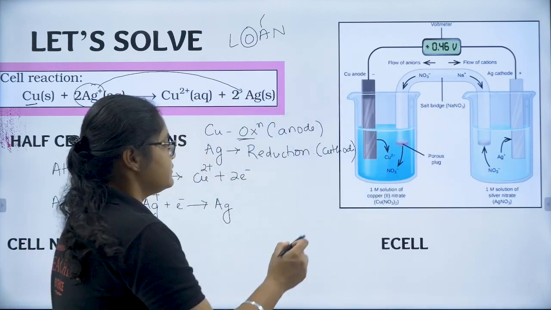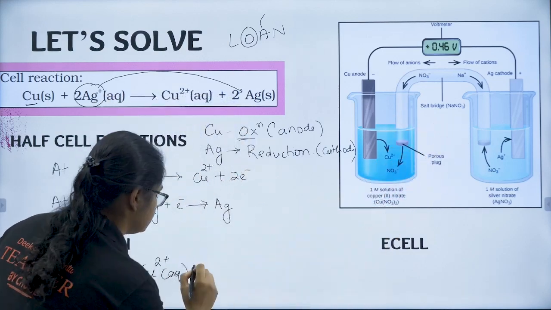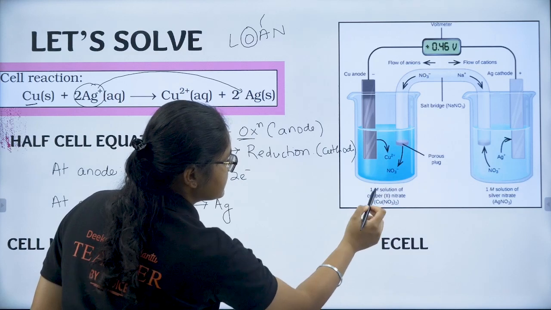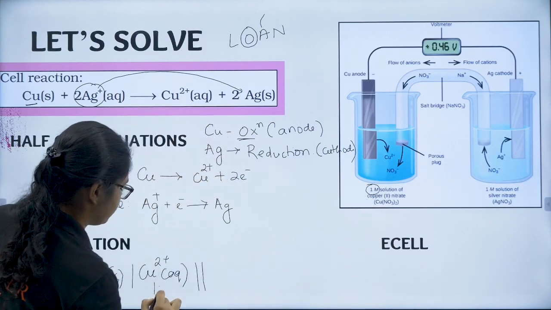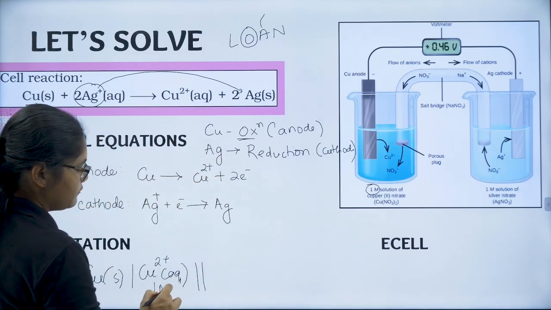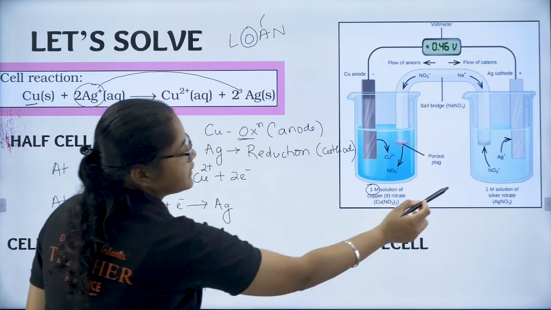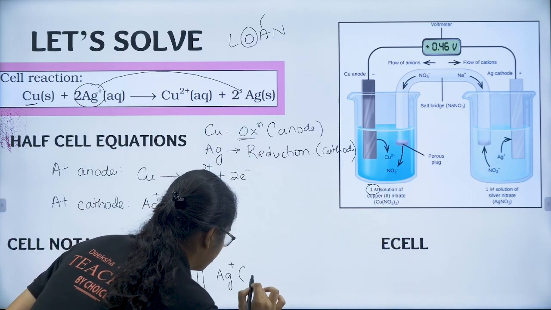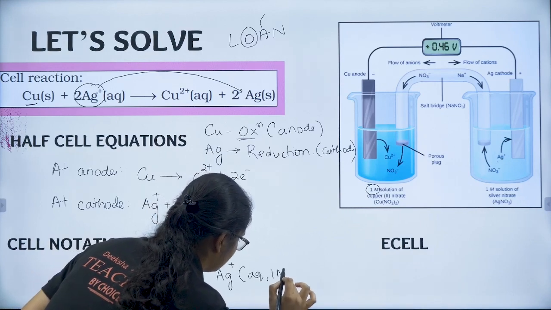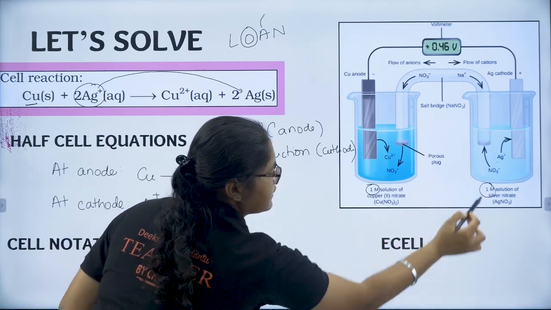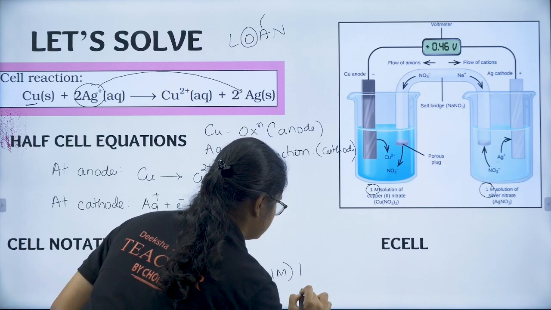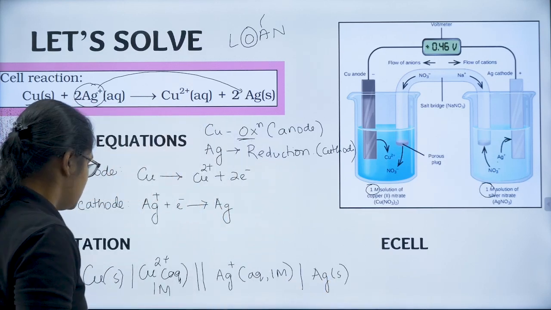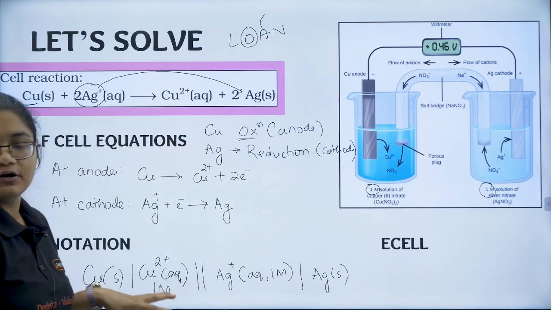Next, this is in contact with the salt bridge. So for salt bridge we'll put a double line. Next, here the copper 2 plus concentration is given as 1 molar. You also have to mention 1 molar here, comma 1 molar. Then you have here Ag plus. So I have Ag plus, in bracket I will write aqueous, comma 1 molar. That is also 1 molar given here. Then you have silver electrode, so one solid line, Ag solid. Okay, so this is my cell notation.